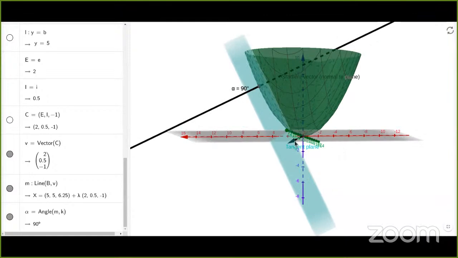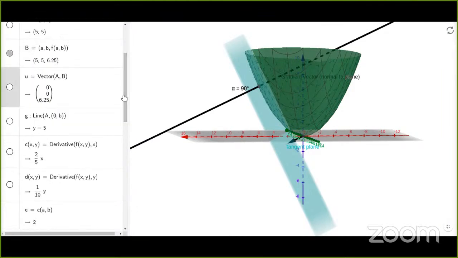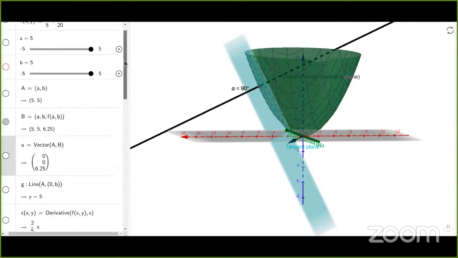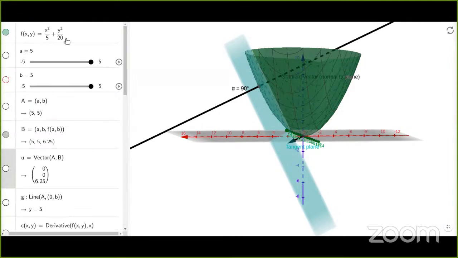The black arrow you can see from the origin, that is your gradient vector. And gradient vector means, suppose we are considering a function f(x, y). Let's see what the function is given here: x square by 5 plus y square by 20. This function we have taken.